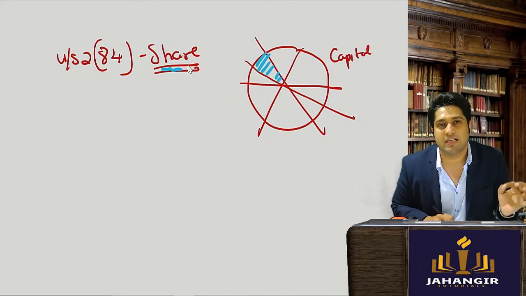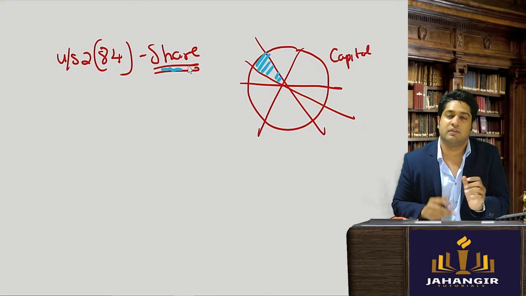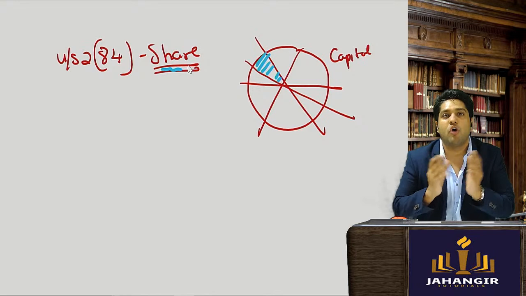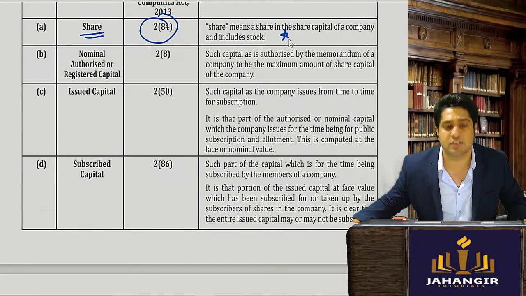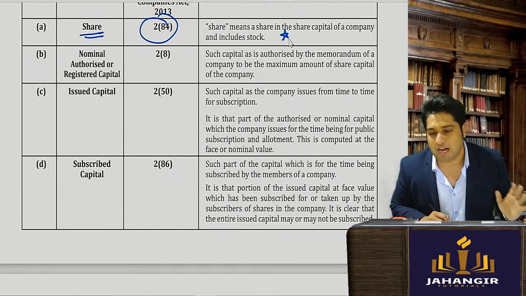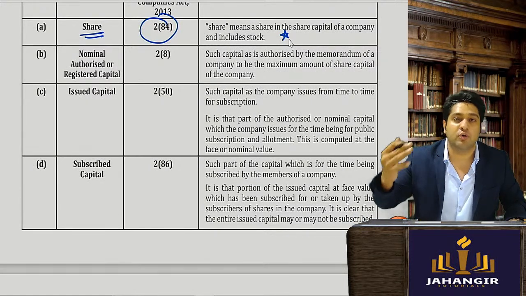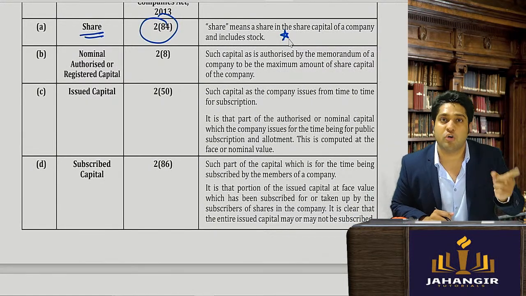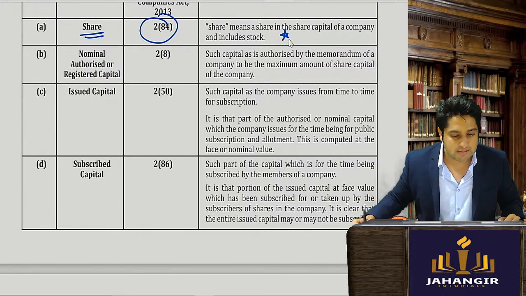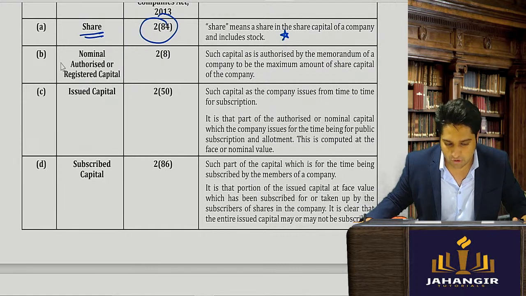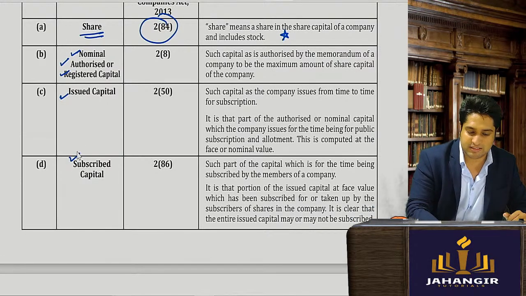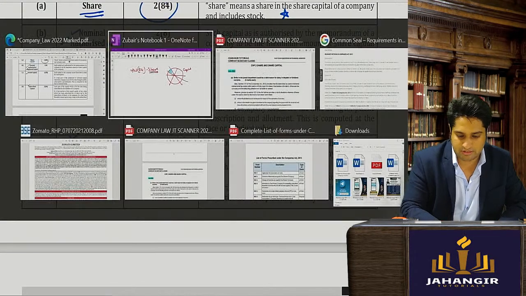So what is a share? A share is a small unit or small fraction of the entire share capital of the company. So, a very, very important definition. This they will never ask you directly, but you need to quote it in the exam along with the section number. Second, they will start with a few things such as authorized capital, nominal capital, registered capital, issued capital, subscribed capital. Now let's understand what this terminology is.